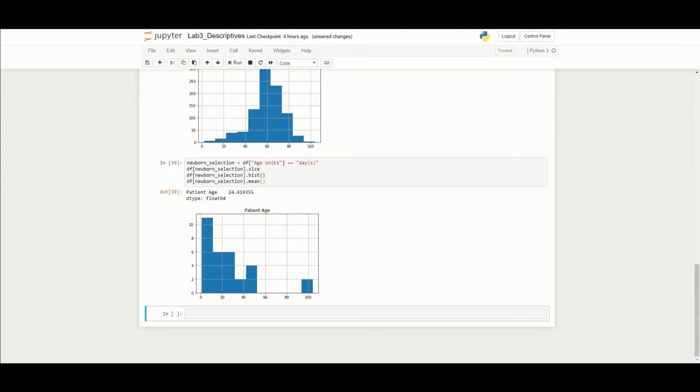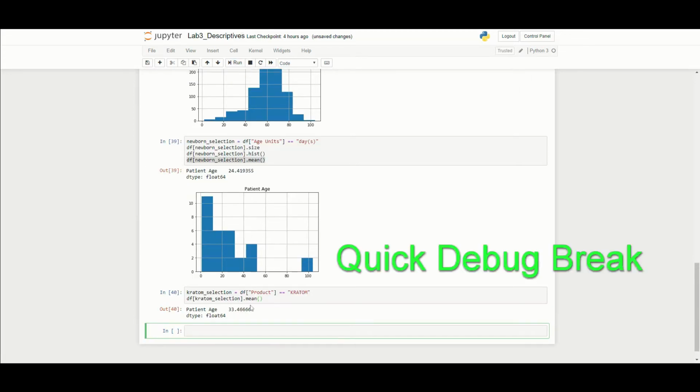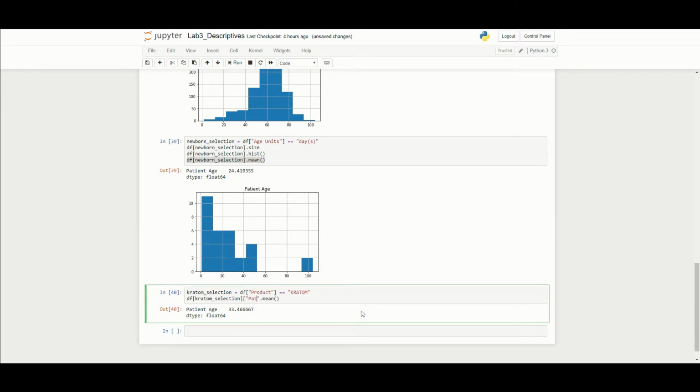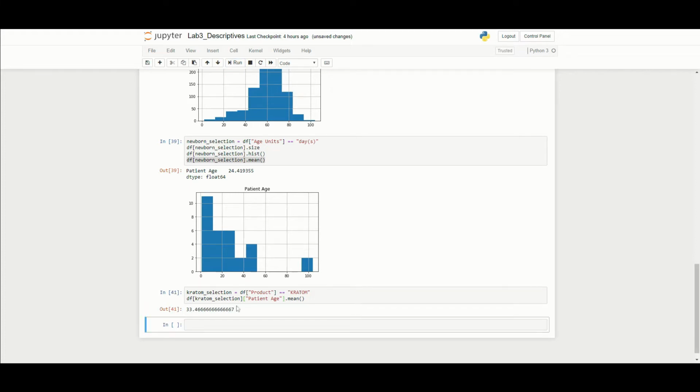Let's take another example here. Remember, Kratom was the most deadly product we had in our database when we were looking. So let's do a Kratom selection, and I'm going to select based on product this time. And let's go ahead and just look at the mean here. So the Kratom selection: data frame, Kratom selection, mean patient age. Make sure that we're getting this right. There we go. So the mean patient age within all cases where Kratom was reported is 33.4.